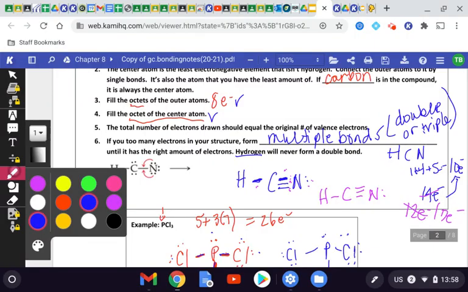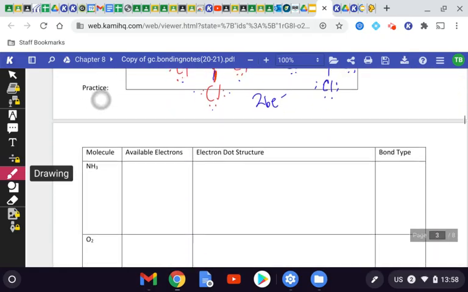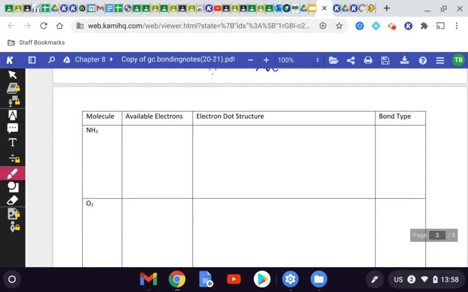So let's go and apply these rules to a few more structures here in our notes. So we're starting with nitrogen trihydride, also known as ammonia. Nitrogen's in group 5A. It has 5 electrons available. Hydrogen is in 1A. It has 1 electron available, but you have 3 of them, so we multiply that by 3. That adds up to a total of 8 electrons. My center atom here is going to be nitrogen because that is the one I have the least amount of. Then the rule says draw your outer atoms to it with single bonds. So I'm going to draw single bonded hydrogens to it.